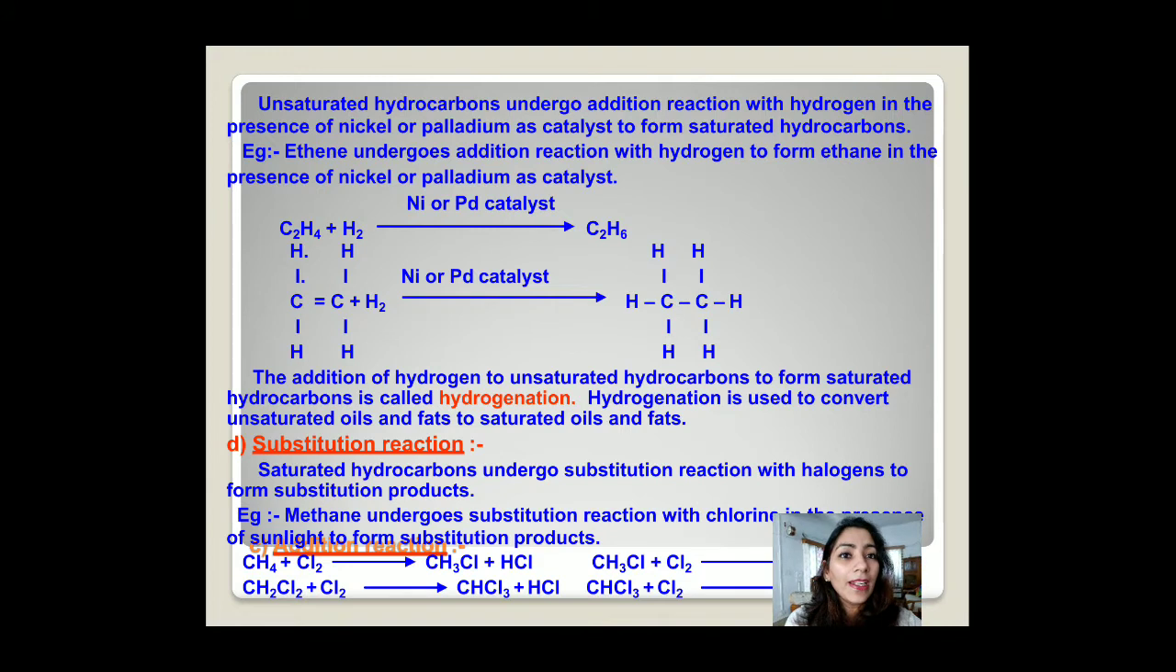For example, ethene undergoes addition reaction with hydrogen. Addition means something is adding, that is hydrogen, to form ethane. It happens in the presence of nickel or palladium, etc. So ethene with hydrogen addition makes ethane. In other words, we can say this is hydrogenation.